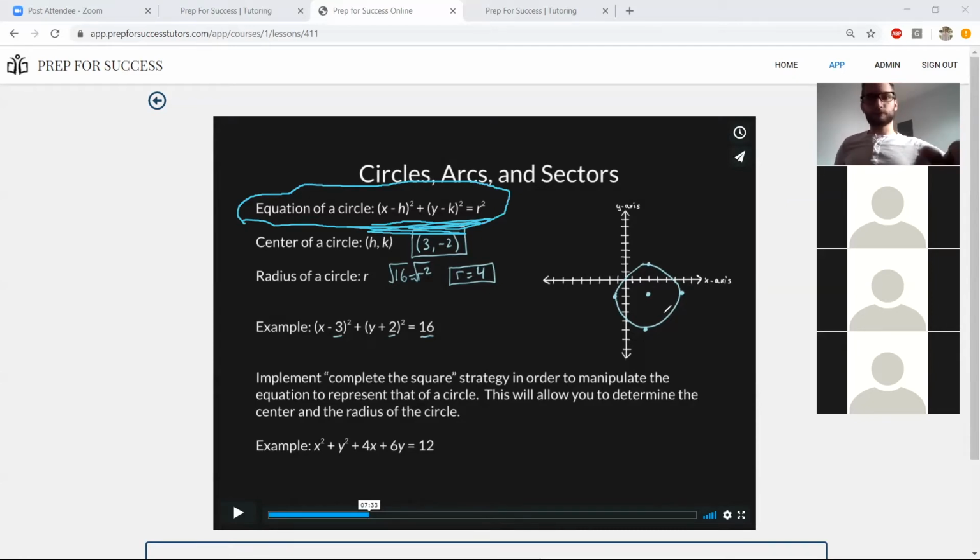Now, I've got (x minus h) squared plus (y minus k) squared equals r squared. How can you put it in your calculator? Let me send you guys all an email. I have an email with a bunch of links to YouTube videos that show you how to program formulas into your calculator.